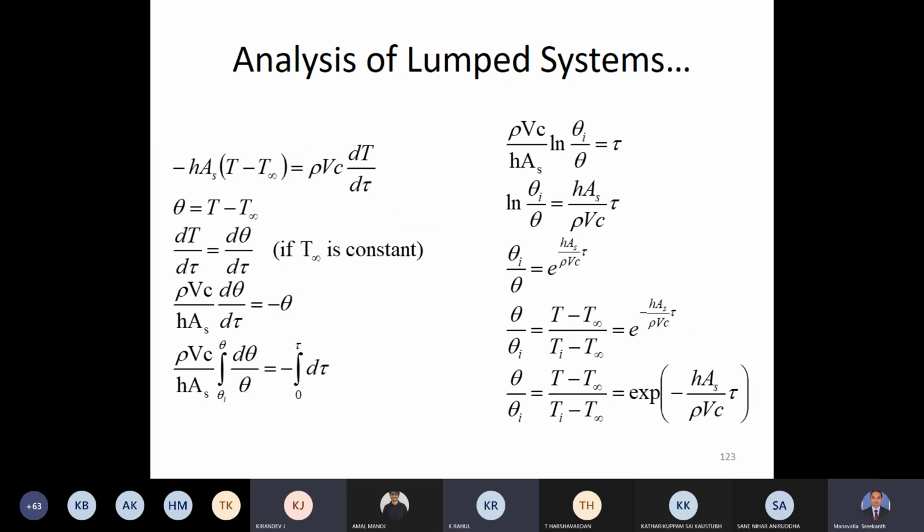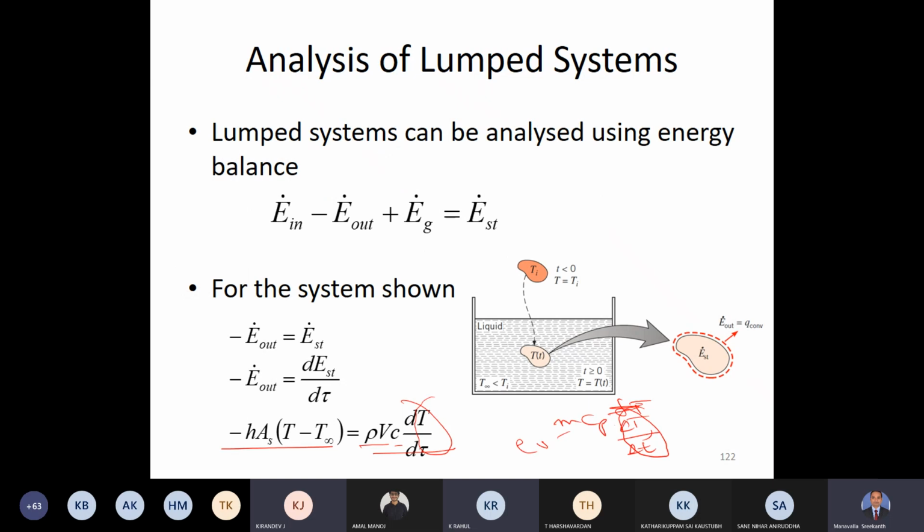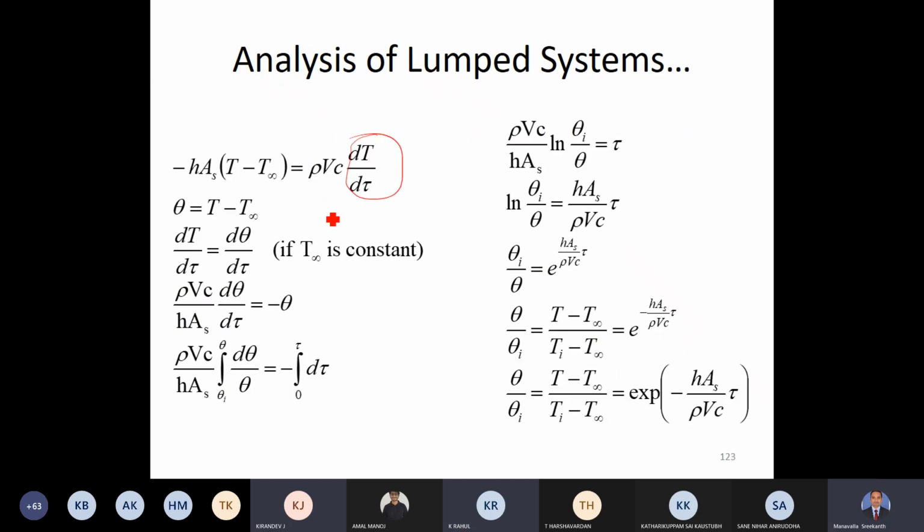From this we can try to solve it. You see there is this term dT by d tau. Now this equation is the same as the previous equation that we have seen. So this is dT by d tau. So now we always go for this non-dimensionalization. So this theta is a new term defined as temperature minus T infinity, just for the sake of convenience. So dT by d tau is d theta by d tau.